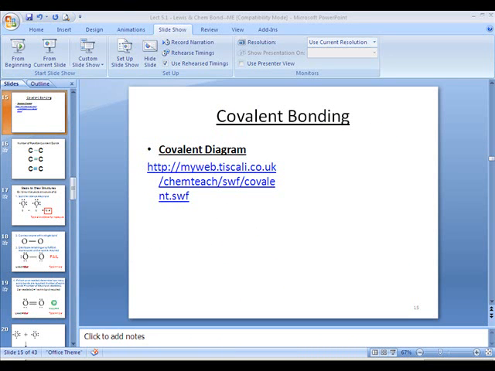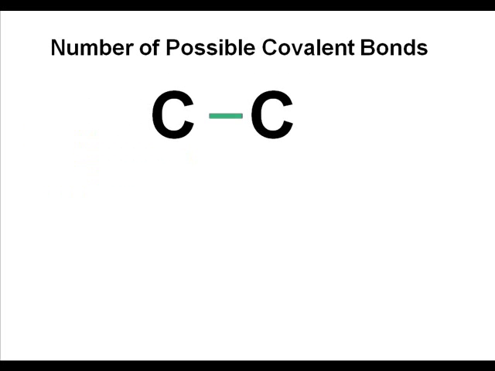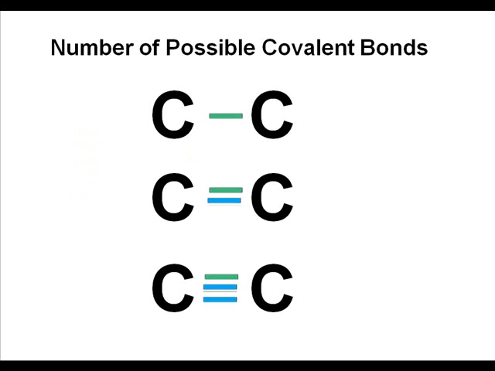Now let's take a look at the details of the covalent bonding. How many possible bonds can you create? And the answer is a maximum of 3. I mentioned that previously. Now remember, every line is one bond. To make one bond, you have to share 2 electrons. So the maximum is 3.